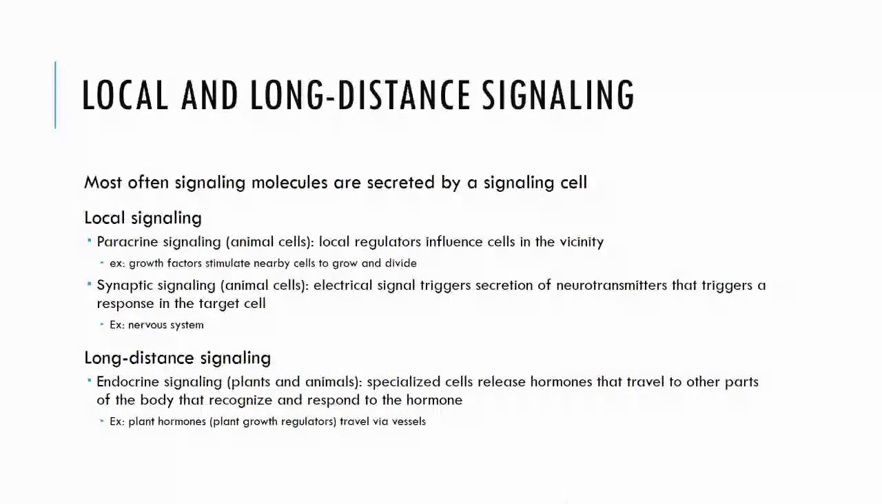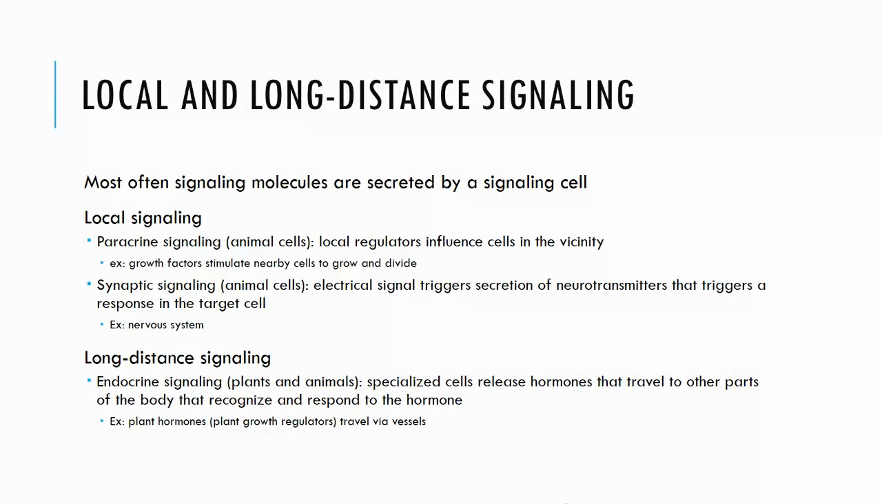Most often, signaling molecules are secreted by a signaling cell. There are two types of local signaling that we'll look at: paracrine, which happens in animal cells, where local regulators influence cells in the vicinity. An example of that would be growth factors, which stimulate nearby cells to grow and divide. And synaptic signaling, which also happens in animal cells. During synaptic signaling, an electrical signal triggers secretion of neurotransmitters that triggers a response in the target cell. So that's how our nervous system works.